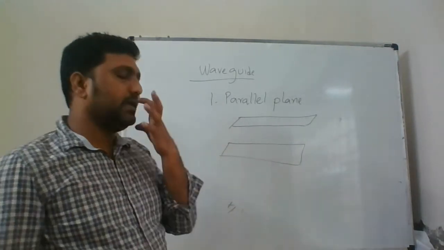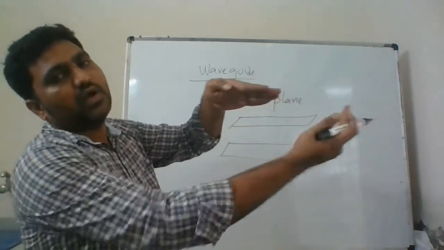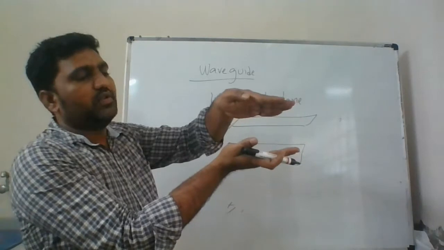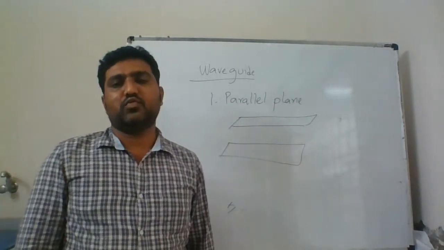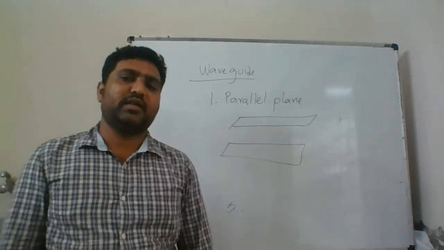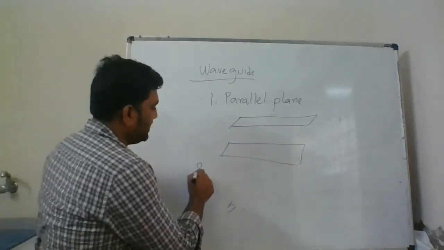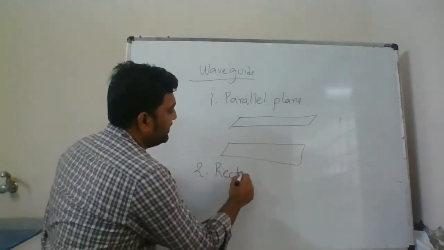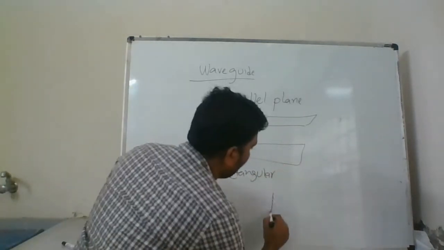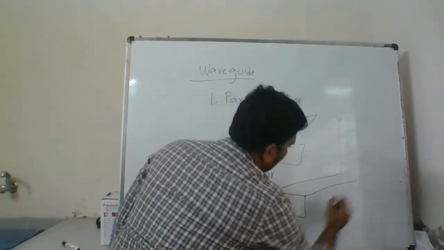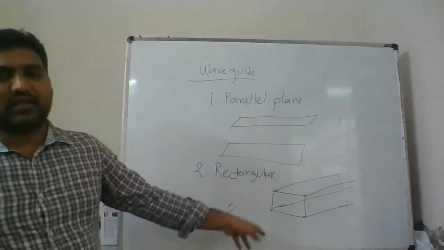These are only theoretical structures because, as you can see, the other two sides are open. So the losses will be high, and hence we generally don't have a practical waveguide of the parallel plane type. This is only a theoretical case. Other than this, we can have a rectangular waveguide, which is formed in the shape of a rectangular box like this. So this is my rectangular waveguide.